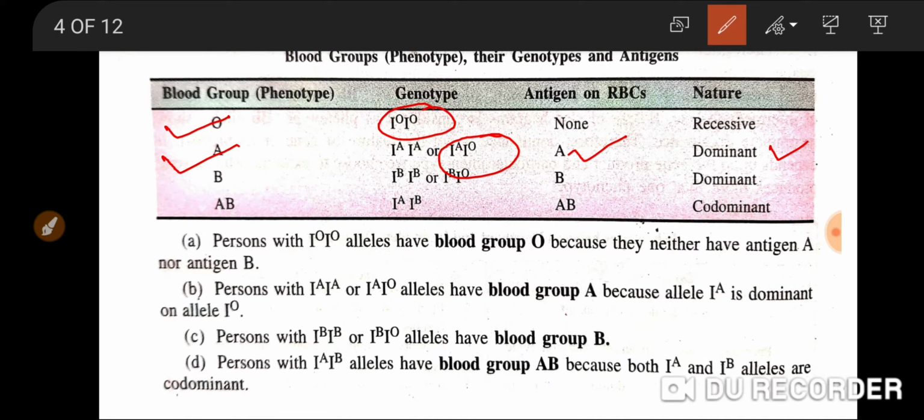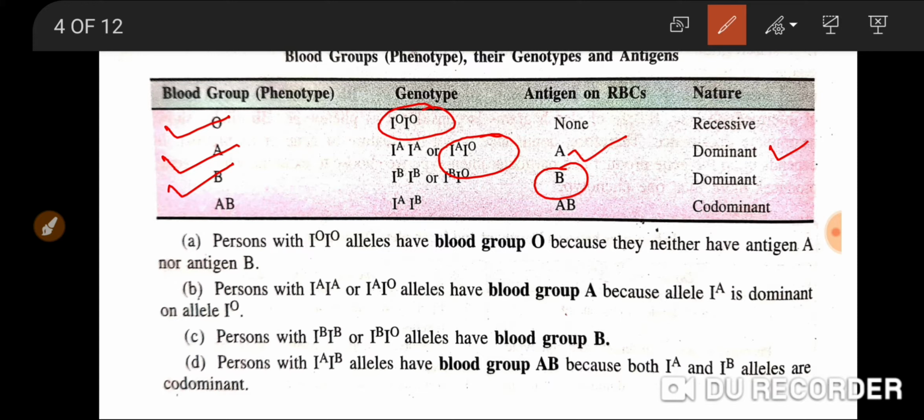The third case is if the genotype of an individual is IB IB or IB IO. Same as in the case of IA, the antigen will be the B antigen, because the IB allele will produce the surface antigen on the plasma membrane of RBCs. Again, the individual will have the blood group B. And this is also a case of dominance.